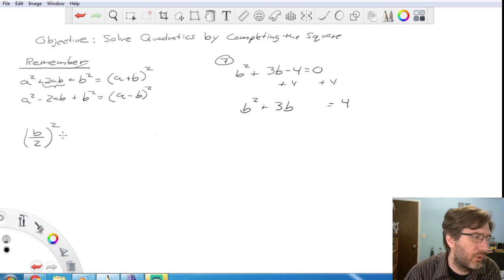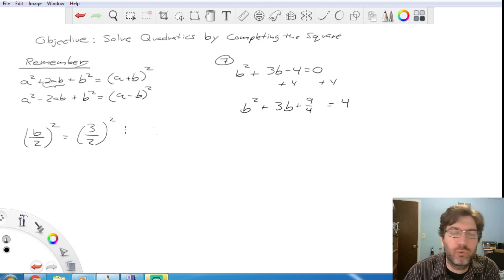So I'm going to go ahead and plug into this, and it's going to be 3 over 2 squared. So I'm going to add 3 halves squared, and 3 halves squared is 3 squared gives me 9, 2 squared gives me 4, so 9/4. So I'm going to add 9/4 to this side.